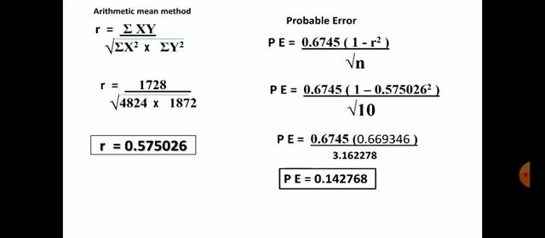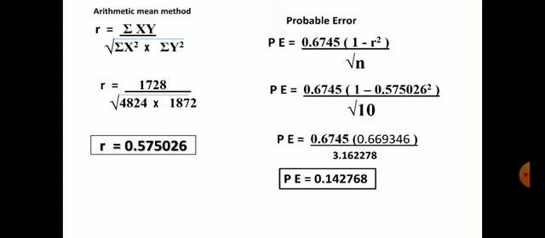Not an issue, we will be finding the probable error. What is the formula to calculate the probable error? Probable error is nothing but 0.6745 into 1 minus r squared divided by square root of n. What is the r value we got?